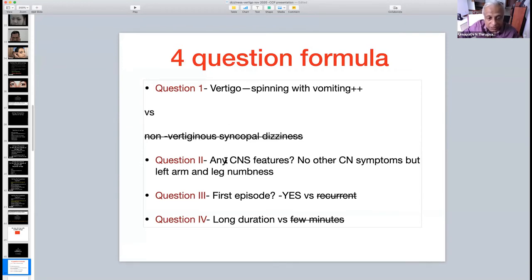Okay. Central features. Then when he calmed down, we asked him and he said, no, actually, doctor, now that you ask me, I had a bit of leg numbness and arm numbness when this spinning started. And then we asked him, I know you're feeling very uncomfortable, but please answer this question, very important: did you ever have this numbness before? He said, no, doctor, this came on at the same time as the vertigo. So clearly, he has central features, right? Clearly, he has central features. Is this the first episode? Yes.